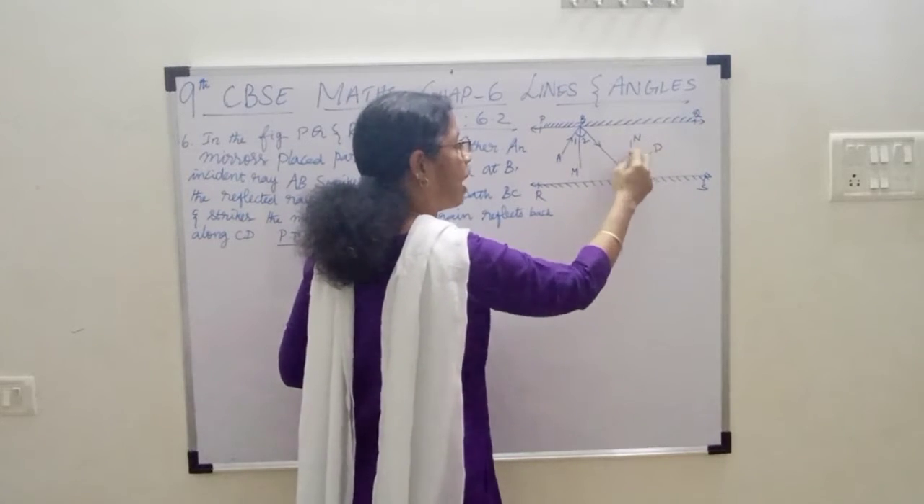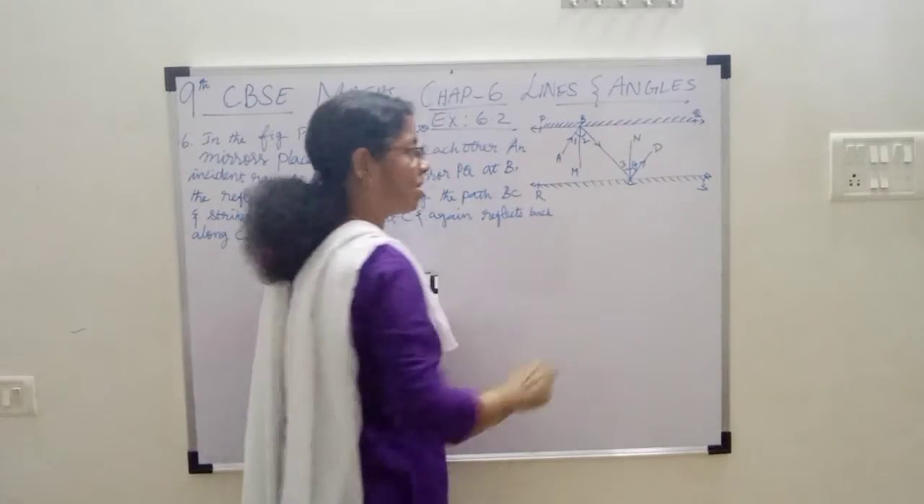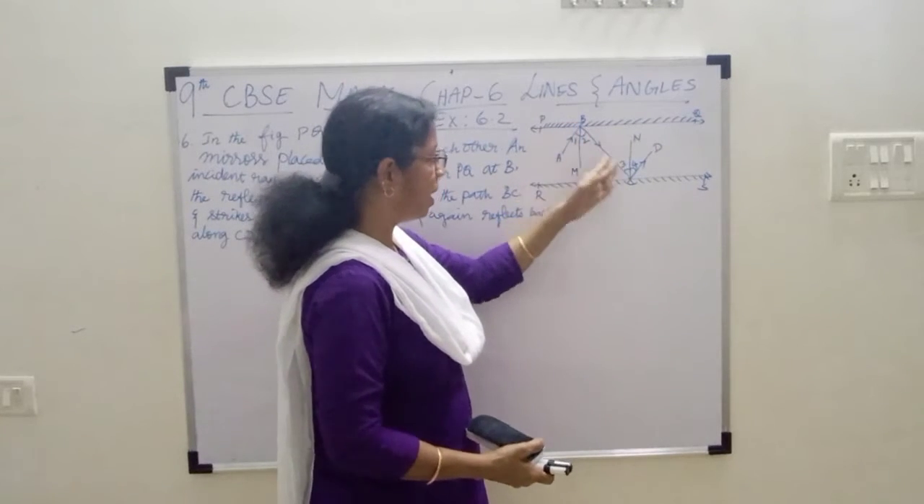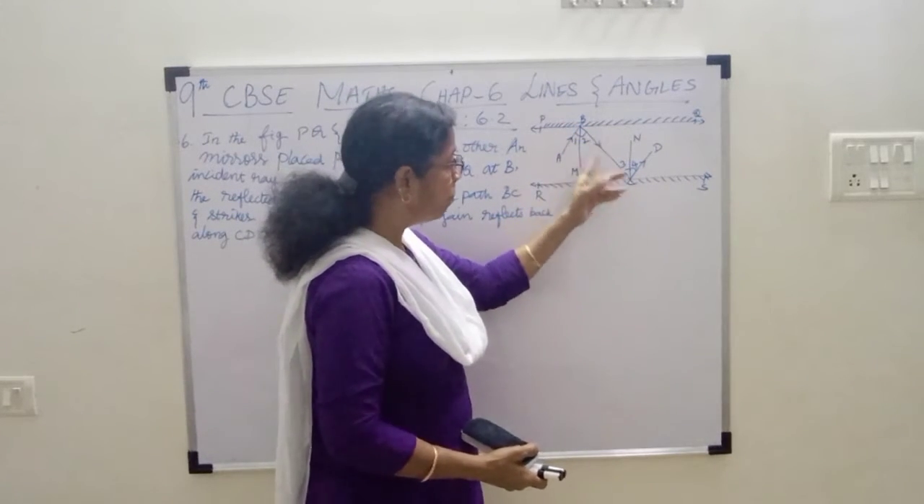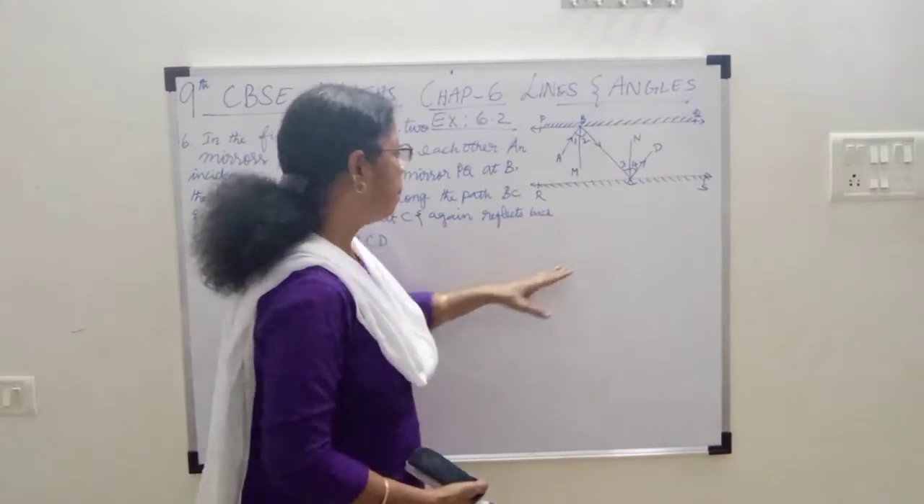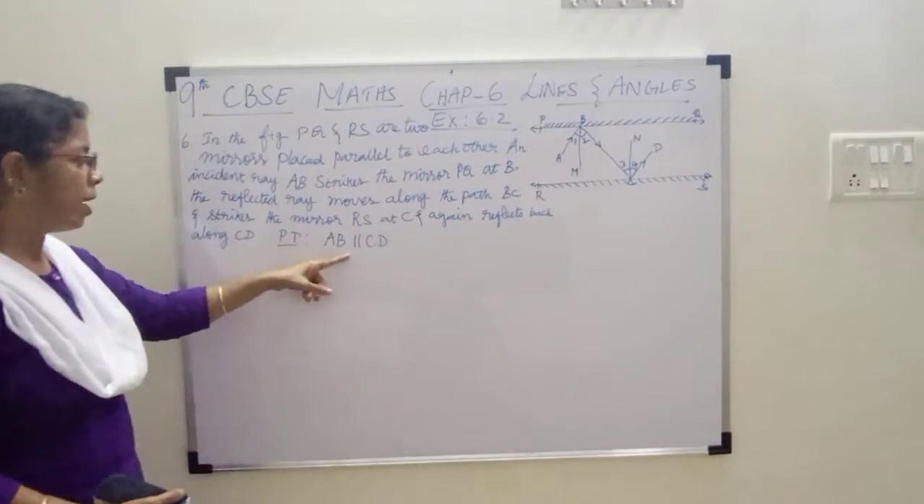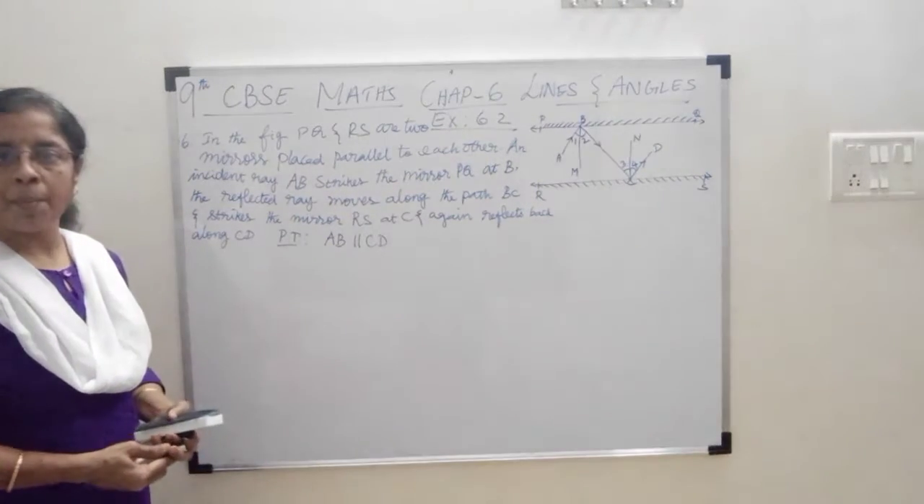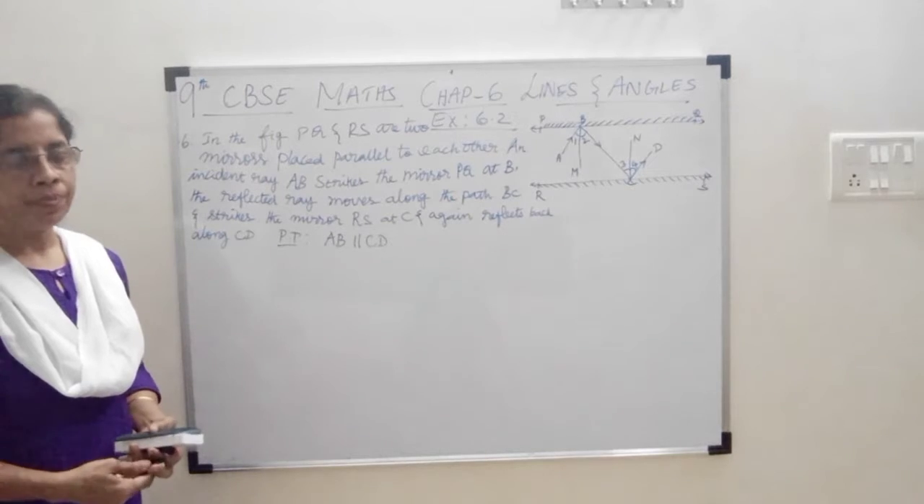When it reflects like this, this point will be considered as the incident ray. This is the incident ray, this will be the reflected ray. It reflects here, and when it falls here it becomes incident, and it reflects here. Okay, now you are supposed to prove that AB is parallel to CD.